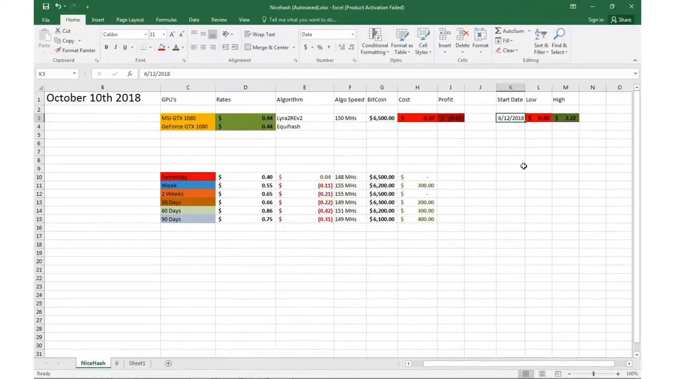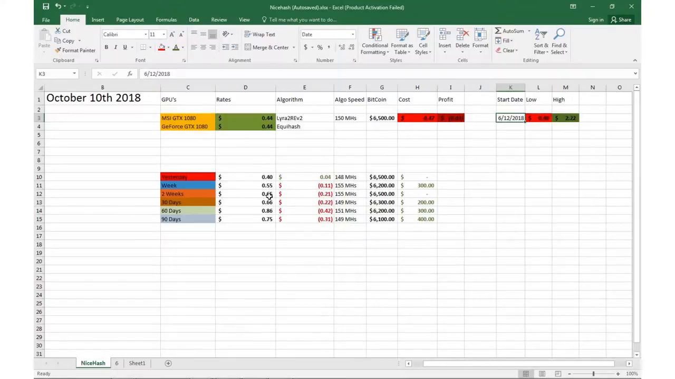So 40 cents happened yesterday, we hit a new low of 40 cents there. So pretty crazy, negative 7 cents. But yesterday we were at 40 cents, so obviously we're up 4 cents today. We're still not quite there yet. A week ago, we were doing about 55 cents, so we're down 11 cents from there.